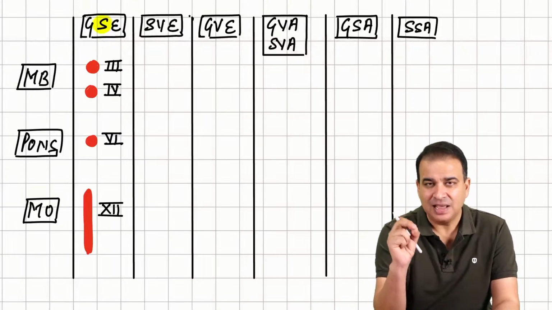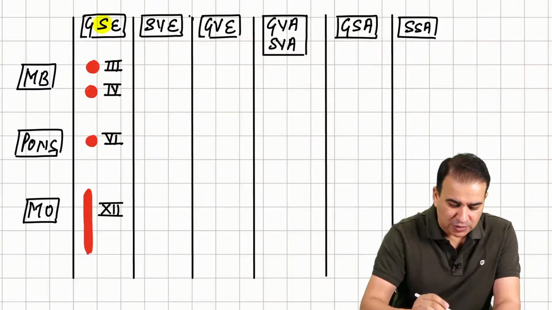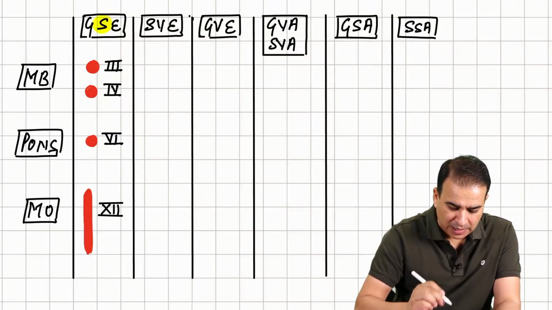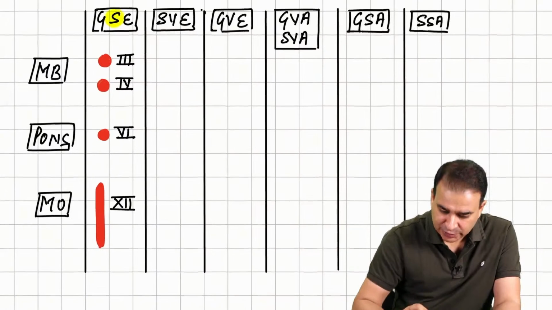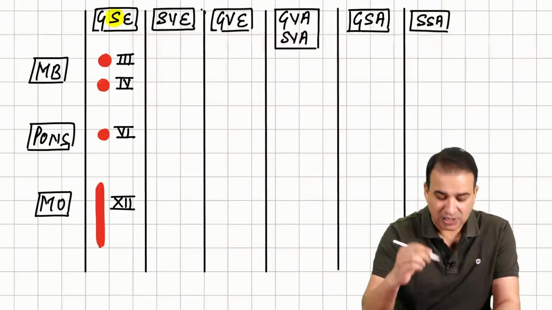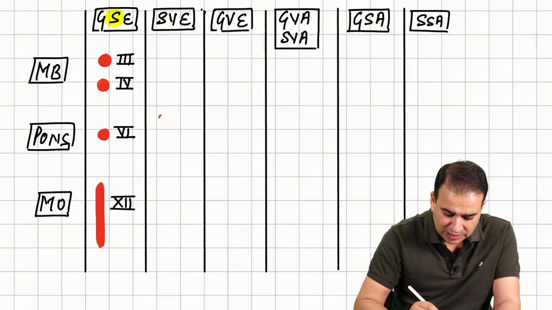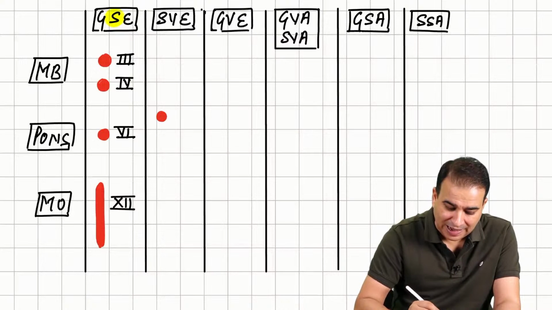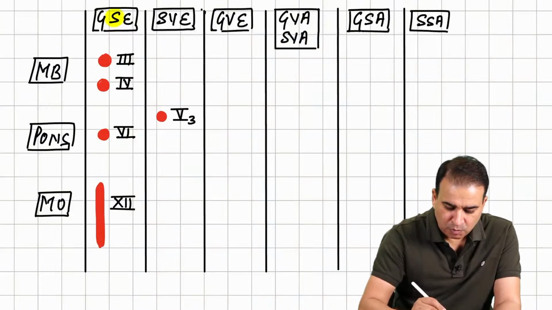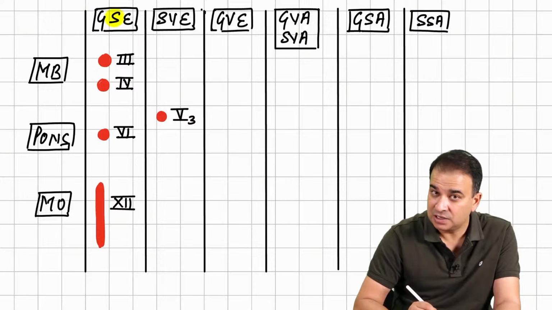The next column is the SVE column. SVE, guys, special visceral efferent. The special visceral efferent column is to tell you about the pharyngeal arch nerves, the nerves supplying the pharyngeal arch. The nerve for the first pharyngeal arch is the mandibular nerve. And look at this, the motor nucleus of the mandibular nerve lies in the pons. That is the nerve for the first arch.